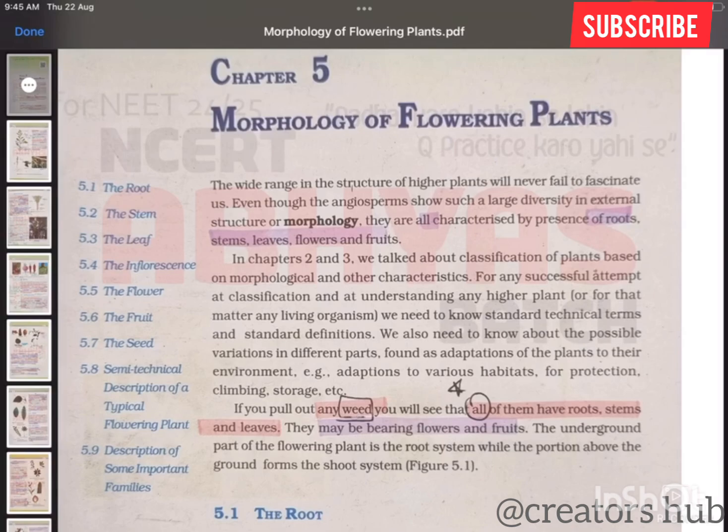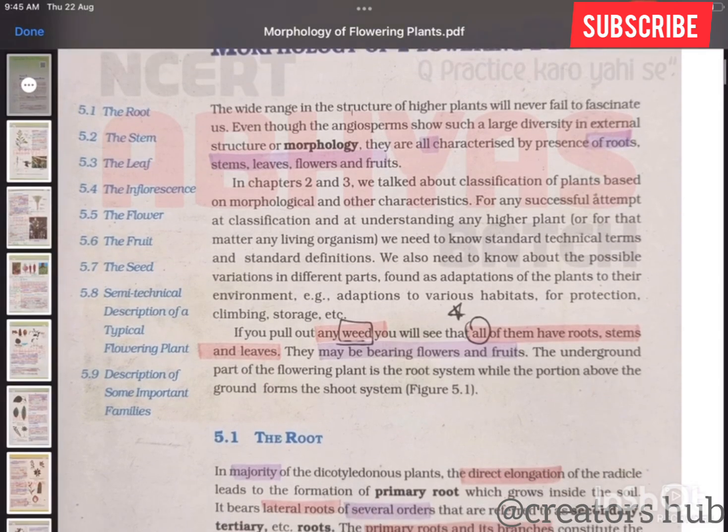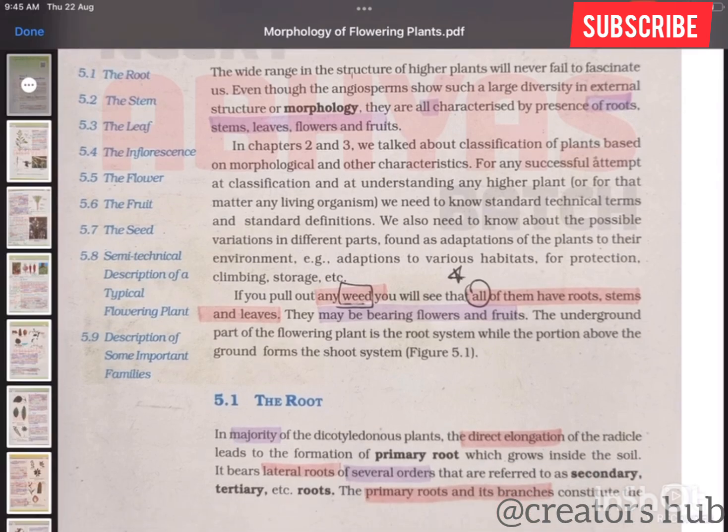Let's start, guys. The wide range in the structure of higher plants will never fail to fascinate us, even though the angiosperms show such a large diversity in external structure or morphology. They are all characterized by the presence of roots, stems, leaves, fruits, and flowers. In chapters 2 and 3, we talked about classification of plants based on morphological and other characters.